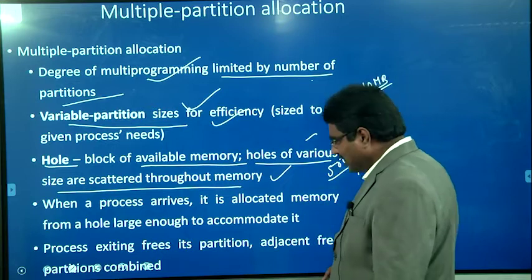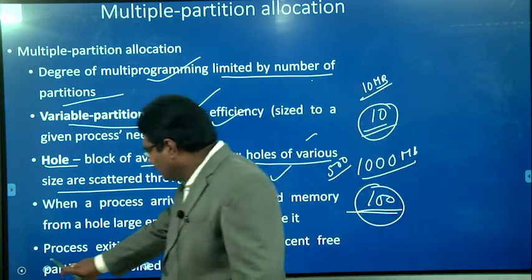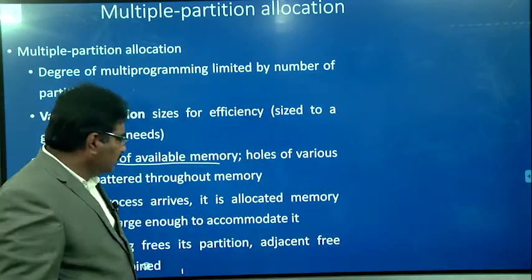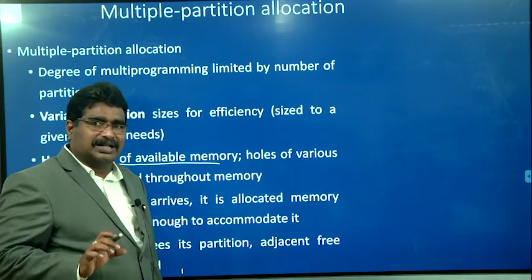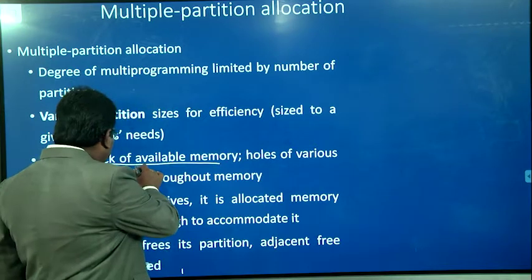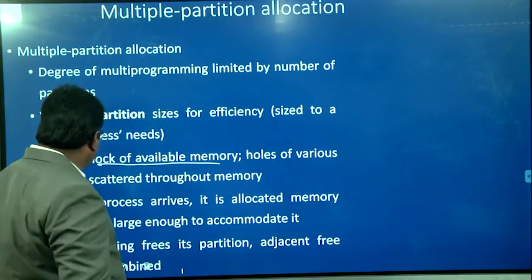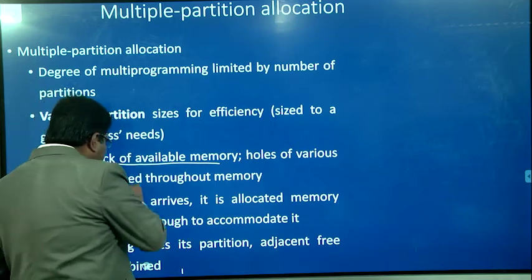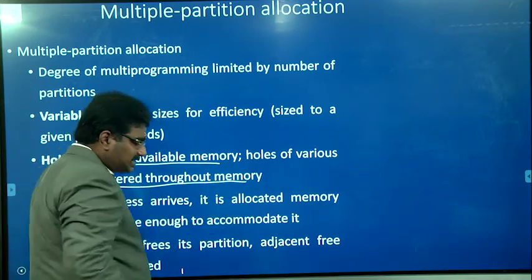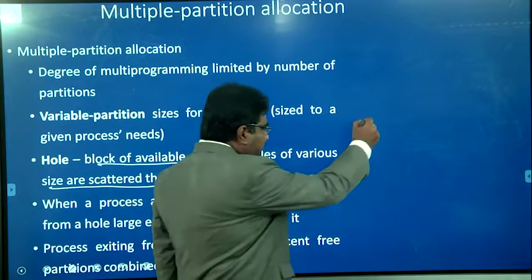I will explain with one example. Now we try to discuss the hole. A hole is nothing but the available free space in the primary memory. That is nothing but a block of available memory. Holes of various sizes are scattered throughout the memory. Now we try to discuss why the holes are scattered throughout the memory. We discuss it with an example.